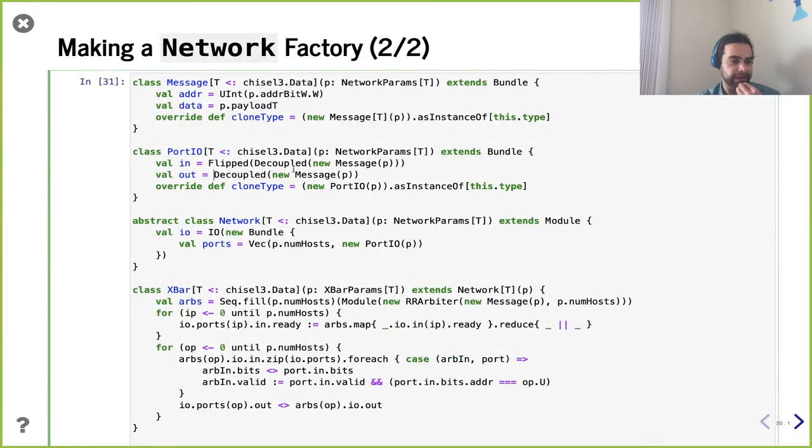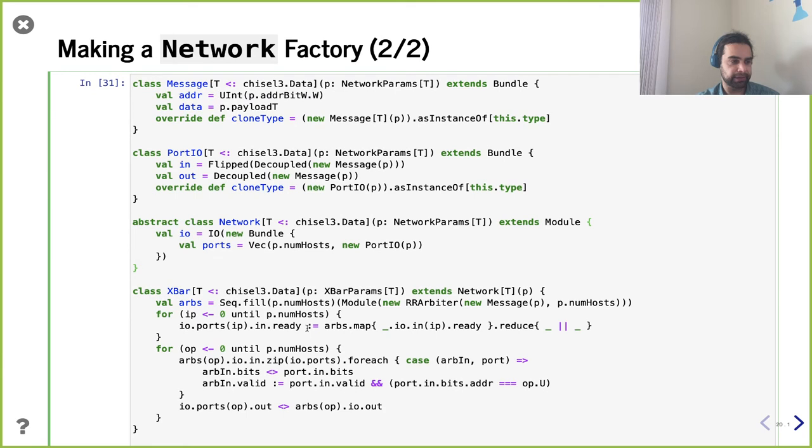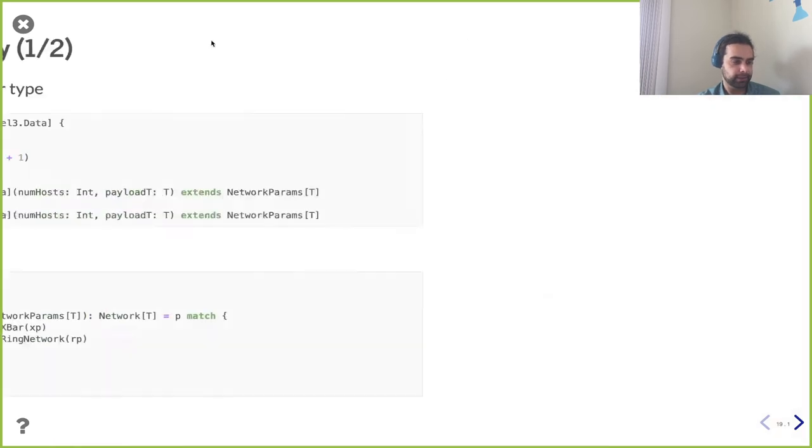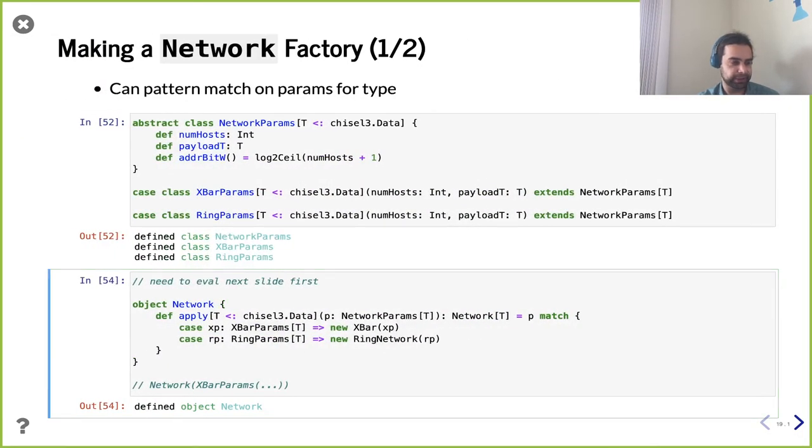I redefined everything in terms of network params. And then here's, for example, the crossbar. And if you scroll down, you will also find the ring redone. Then the same check to make sure that worked. This should now compile. Great, it does. Cool. So now we have this network factory, where depending on which case class parameters we send in, we'll get a different thing. That's kind of nifty. Questions so far?